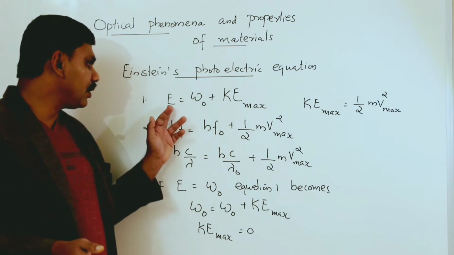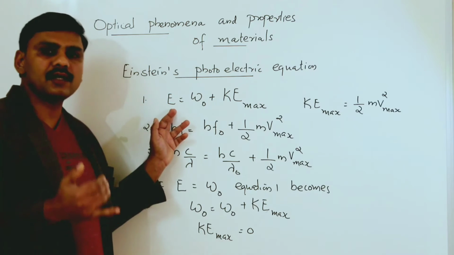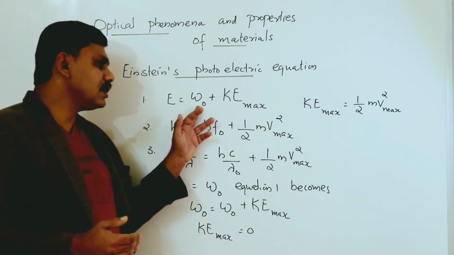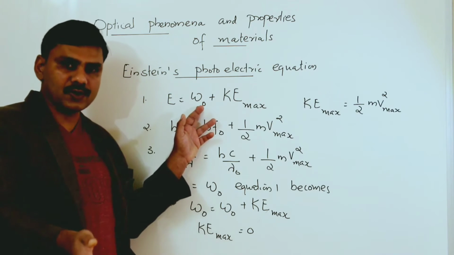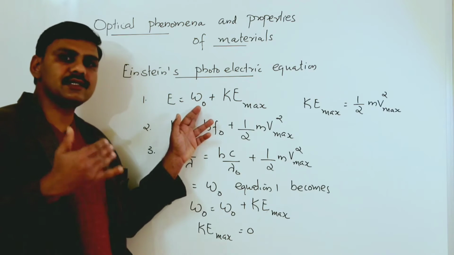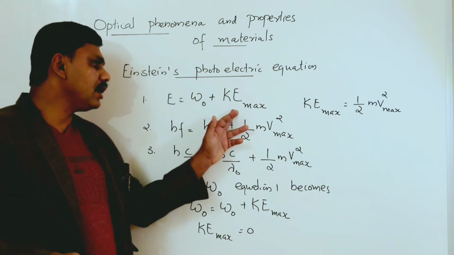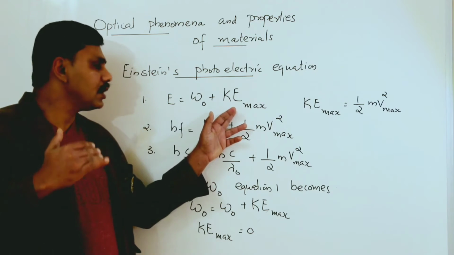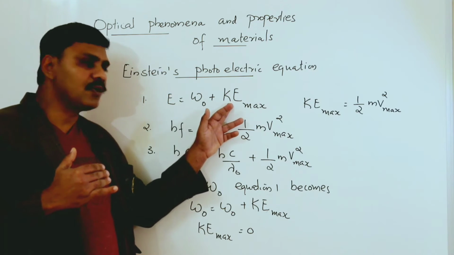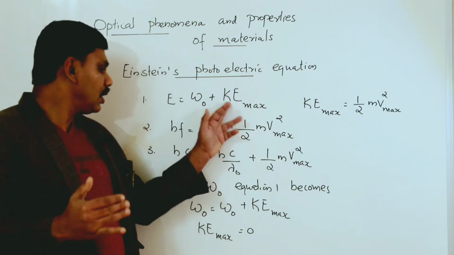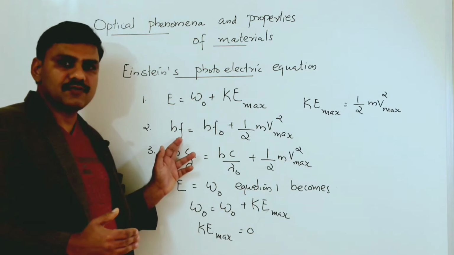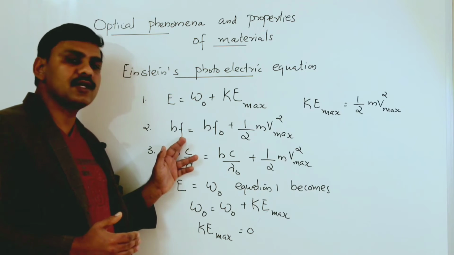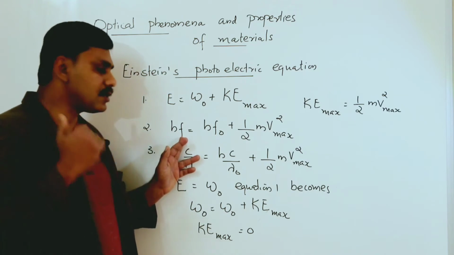So when an electromagnetic radiation falls on the metal surface, a part of the energy is used for the ejection of electrons. That is the work function. That energy is the work function, and the remaining energy is used to move the electrons. That means that energy is used for the kinetic energy of the electrons. And E can be written as hf. h is the Planck's constant, f is the frequency of the light falling on the metal surface.